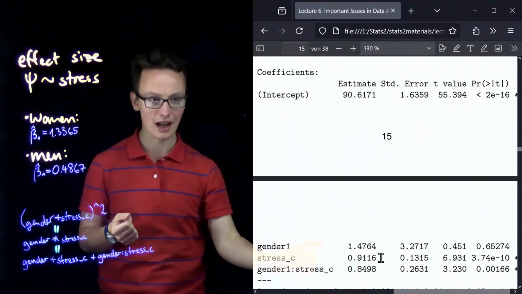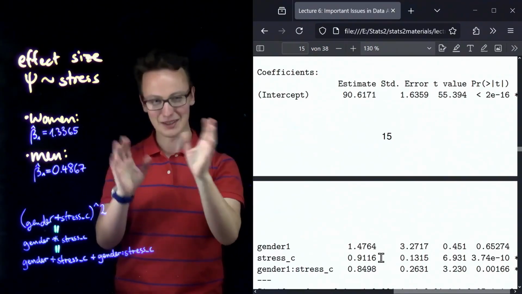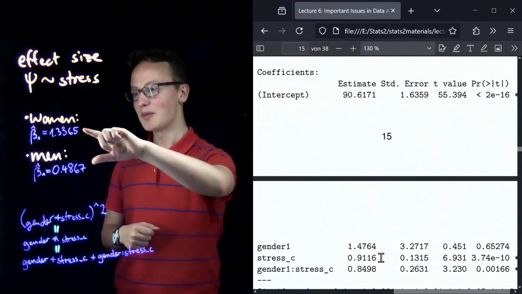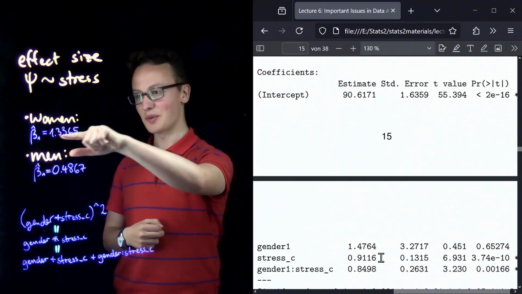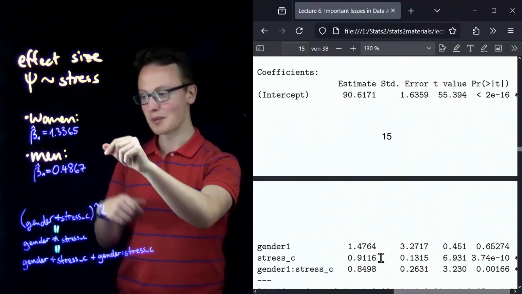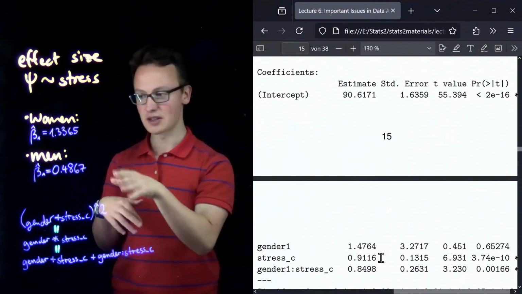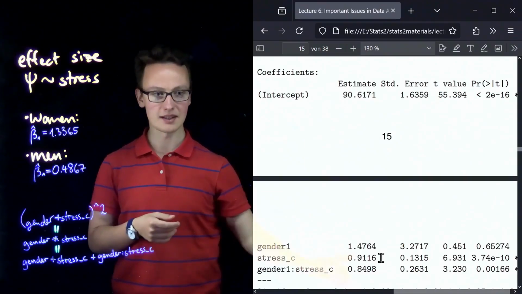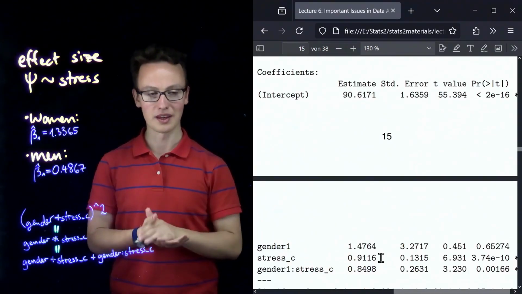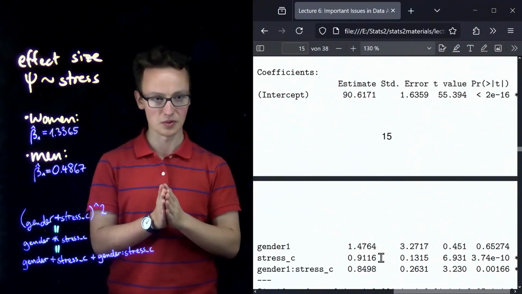So this 0.9 is roughly, not exactly, the average between this 1.33 that we had for women in isolation on the subset for women, and this 0.48 in isolation on the subset just for men. Here, this is the global effect, over the entire data set. 0.9 is the effect magnitude for stress level.